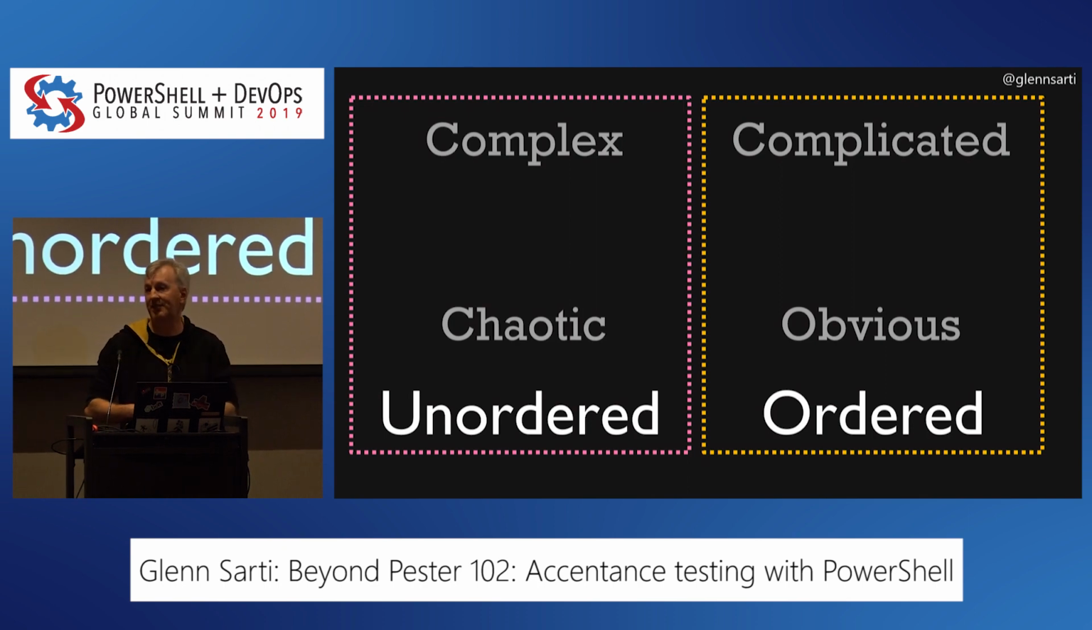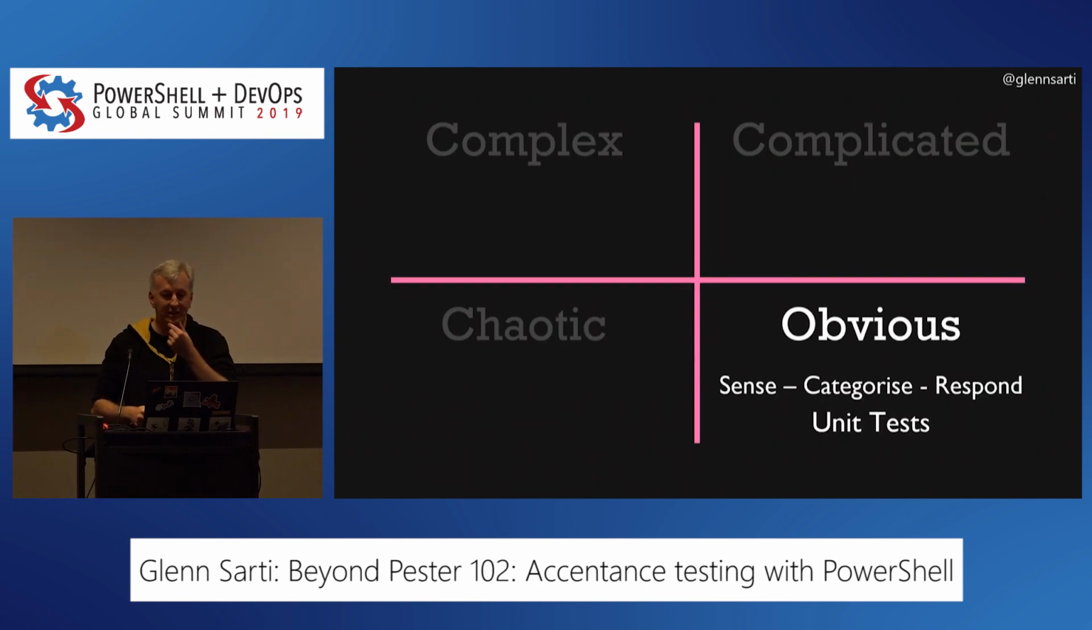So how does software testing fit in then? Unit tests tend to live down the bottom there in the obvious domain. The relationship between cause and effect is very clear. If you do X, expect Y. When we get a unit test failure, we use sense, categorize, and respond to fix it. We see the Pester test output. We then categorize it, the kind of failure it is, for example, a type conversion or an off by one or a null error, and respond immediately by fixing it. In essence, we can see the failure and we know exactly how to fix it straight away.